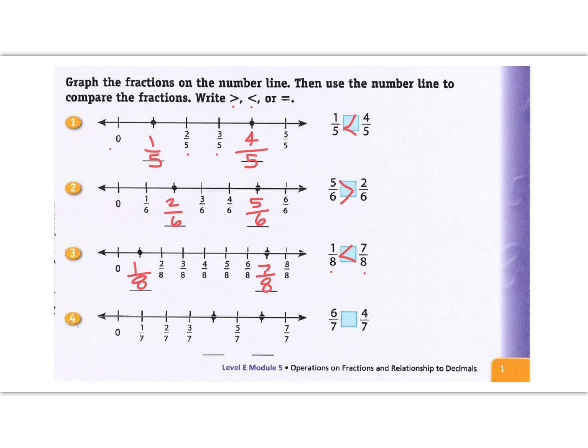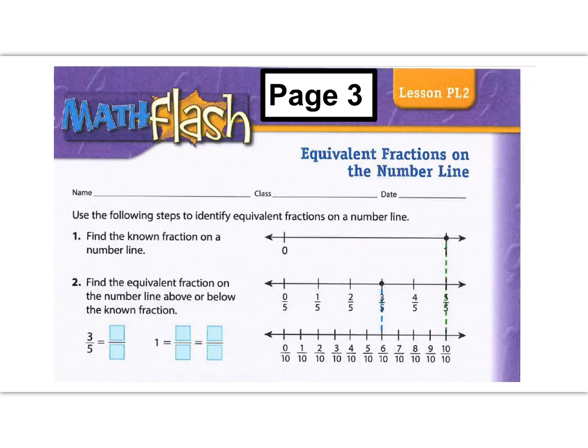And the last one is 7ths, 6/7 and 4/7. So 1/7, 2/7, 3/7, 4/7, 5/7, 6/7. We can see that 6/7 is greater than 4/7. All right, now we're on page 3. We're on like the second part of the review.